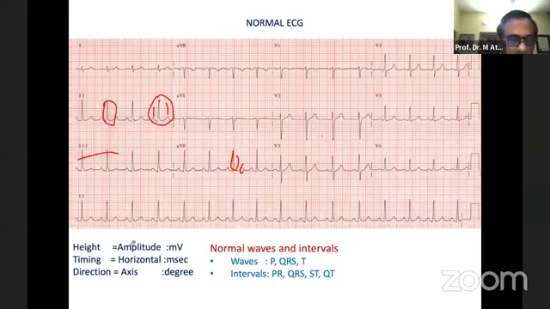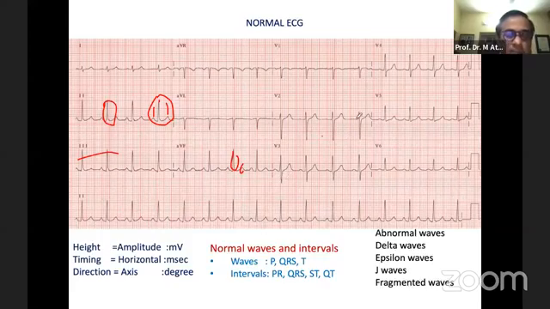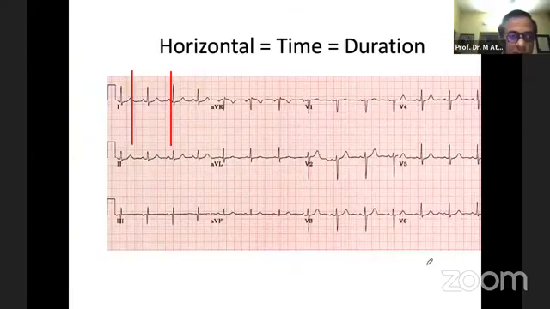And there are also some abnormal waves. Physiologically, these are the normal components, but in some pathology we can see some abnormal waves, like the delta wave, epsilon wave, Z wave, and fragmented wave. This will also be described in a subsequent lecture. These are not normal components, not normal waves. These are pathological waves. It means something else. So these are also some waves in terms of the ECG. So this will also again be described.